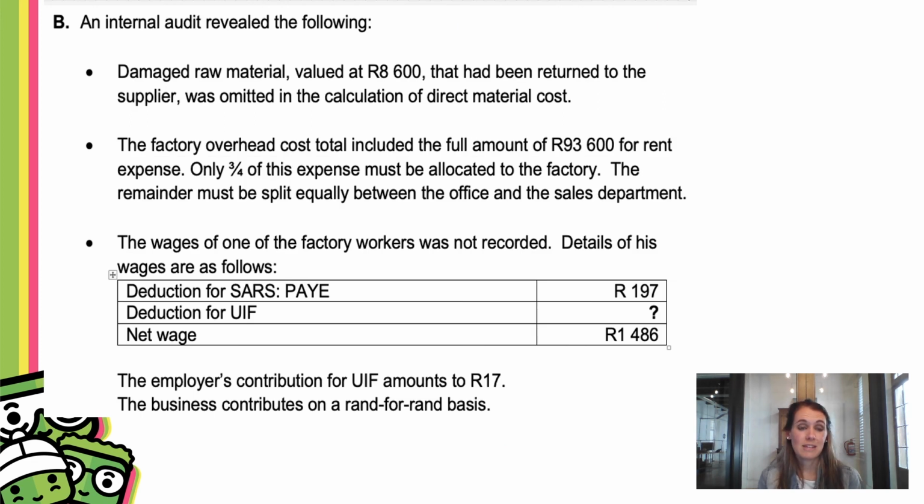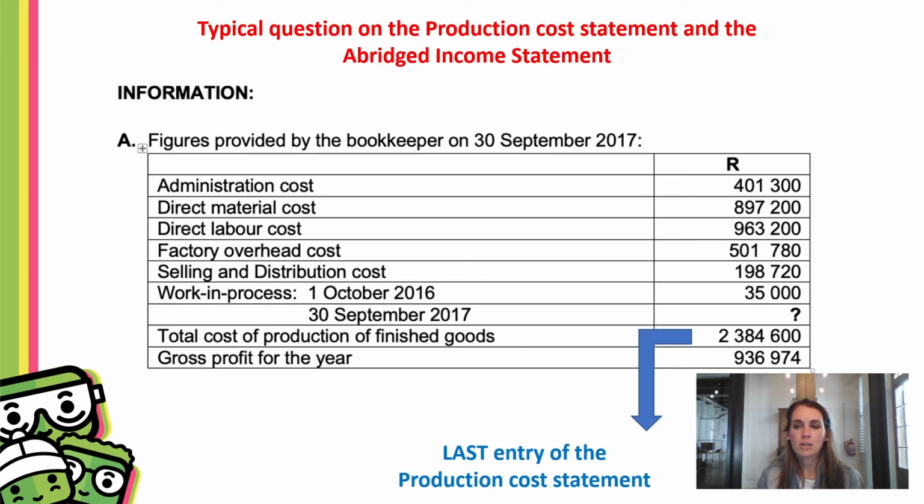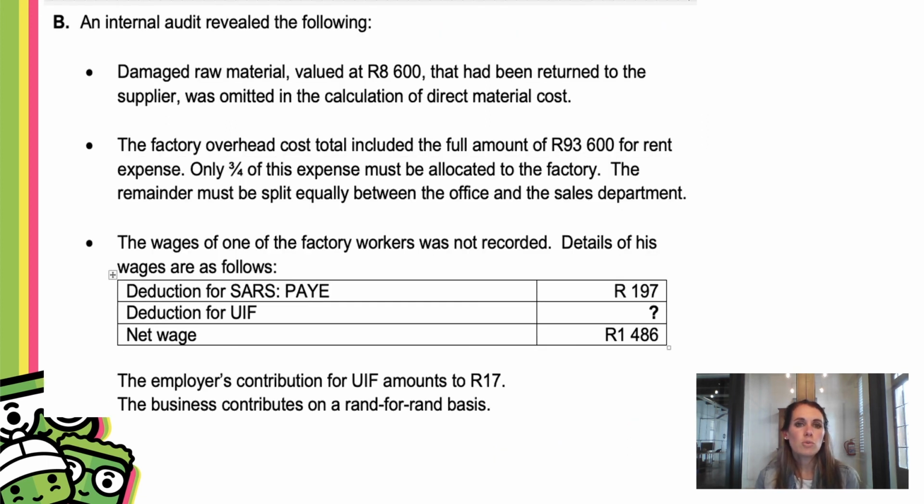So let's look. They've given me three adjustments that I need to look at. They first say direct material amount is not correct. That one that we've seen over there is not correct. Damaged raw materials has been returned to the supplier and we haven't calculated that as part of direct materials. So what will happen when we do our production cost? We need to subtract it.